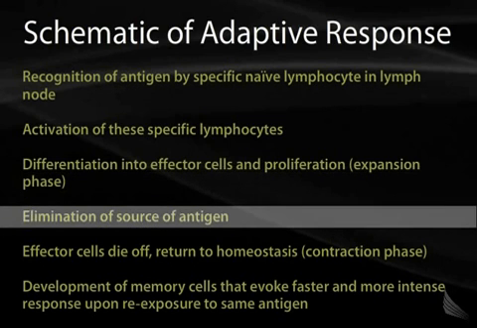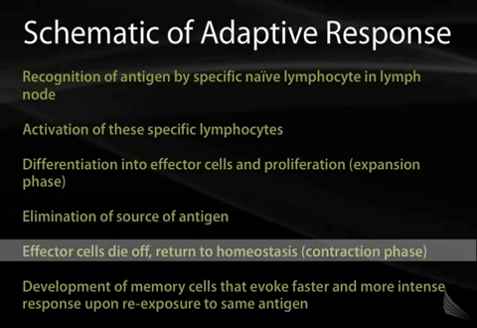After the expansion phase comes the elimination of the source of antigen, be it through antibodies or through cytokines activating other types of cells. After the effector phase has gone through, these effector cells will die off. The plasma cells will die off. They won't live that long, and you will return to what we call homeostasis, or the point of regularity for the amount of T cells or B cells that your body is supposed to have. And we call this the contraction phase.